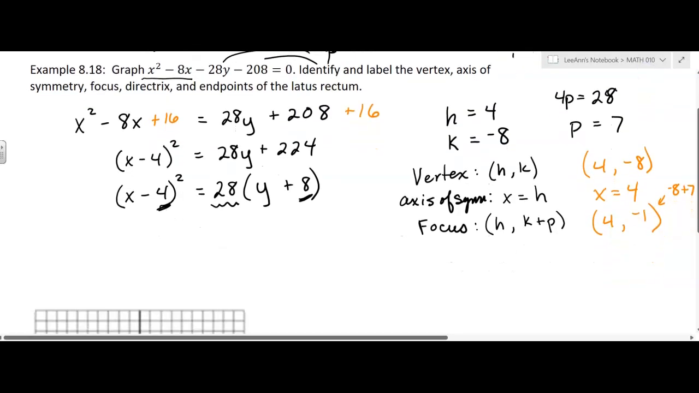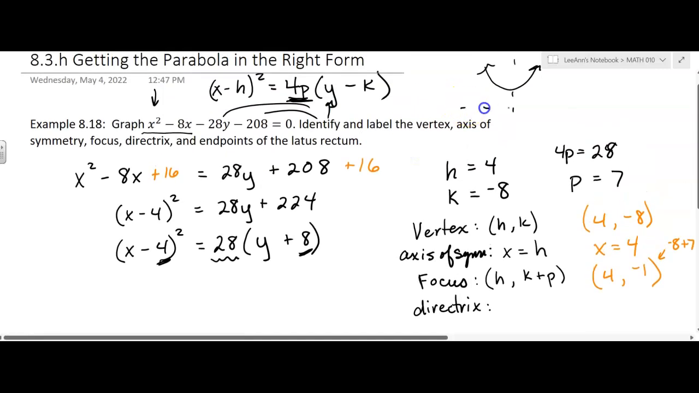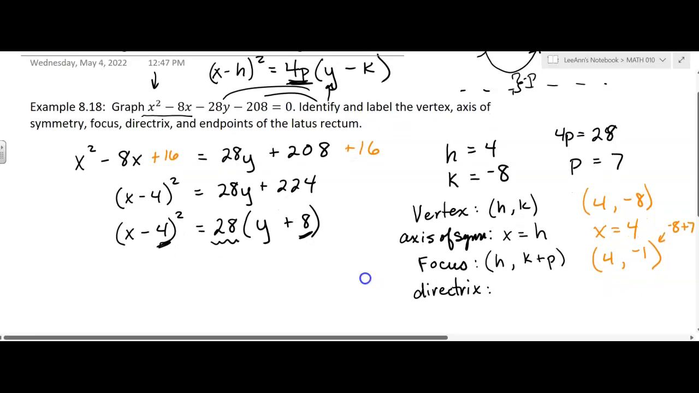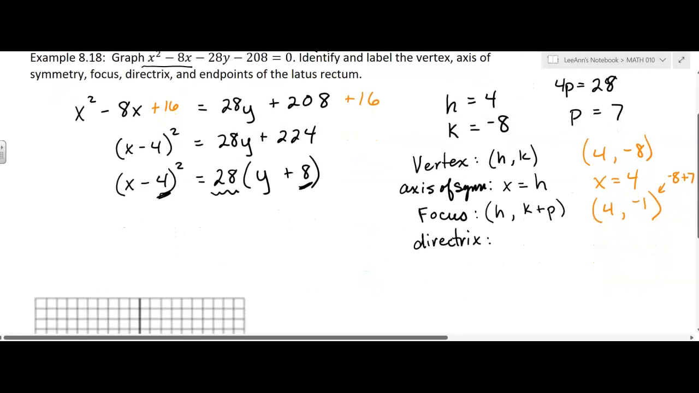Now we need the directrix. See, I don't usually do it this way. I usually just graph it and then come up with the information. But I thought, well, I'll do it a different way this time. You might like this way better. Okay, so the directrix, remember we had a right side up parabola. So the directrix has to be like down here somewhere. That distance has to be p.